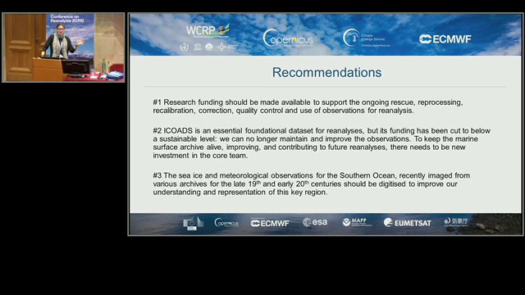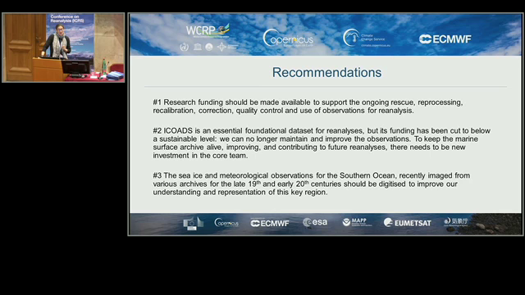We had a couple of posters on ICOADS, and Liz mentioned ICOADS in her presentation in the session. But its funding has been cut to below a sustainable level. We can no longer maintain and improve the observations that are in that dataset. To keep the Marine Surface Archive alive, improving and contributing to future reanalyses, all reanalyses that we have discussed this week depend fundamentally on this dataset. There needs to be new investment in the core team.